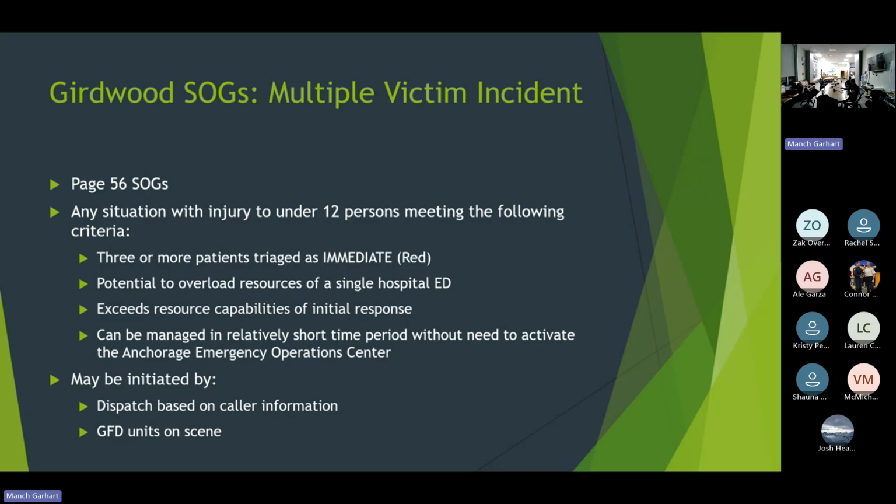And then we give our scene size up. We get on location, we have 3 vehicles, 2 on its wheels, 1 on its side, blocking all lanes of traffic, shutting down both north and southbound lanes of the Seward Highway. That's a somewhat common incident for us.